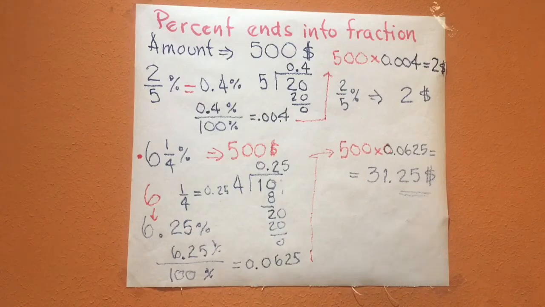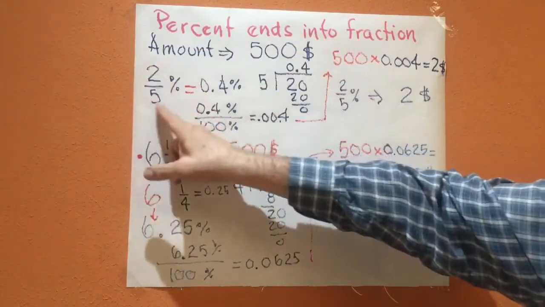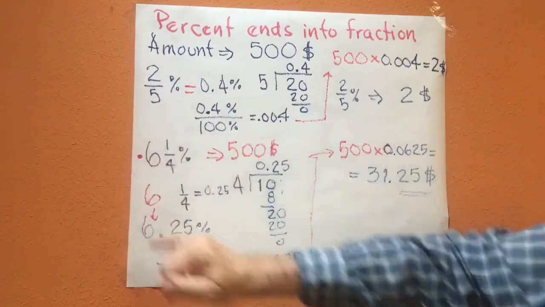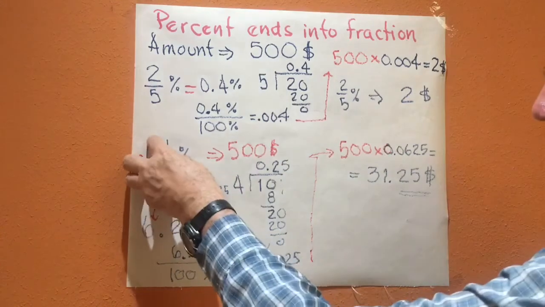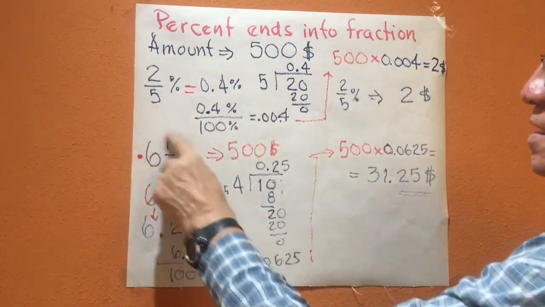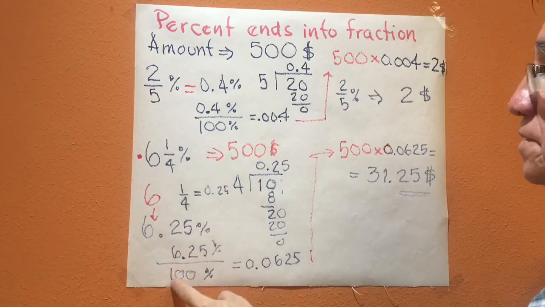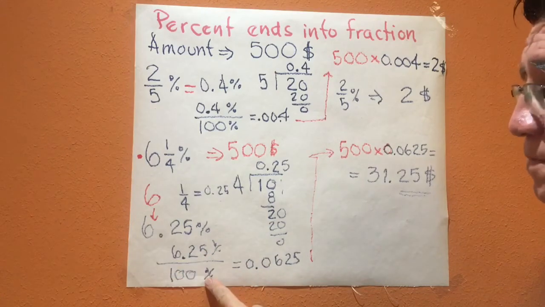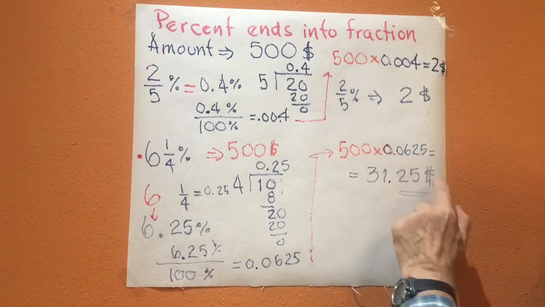So that's the way you can find a percentage that is given in the form of a fraction or a mixed number. Well, the method is to change the percentage into decimal form. The decimal form should be divided by 100%, so you have a decimal. And the decimal you apply to the amount and then you have the answer.